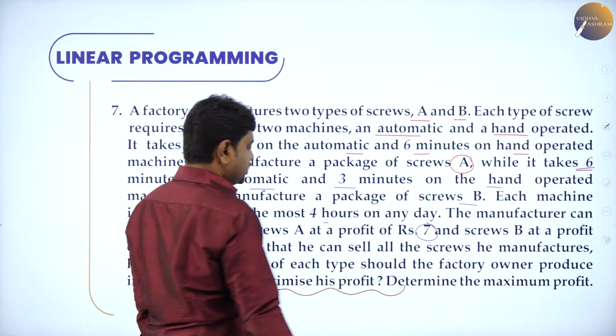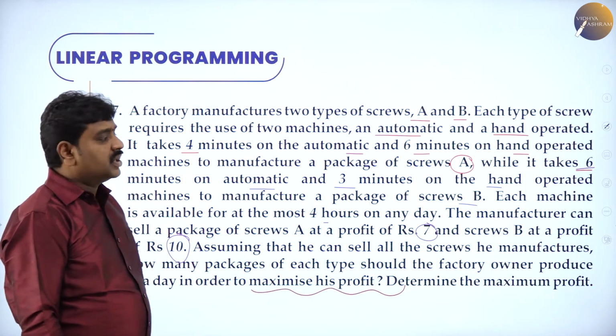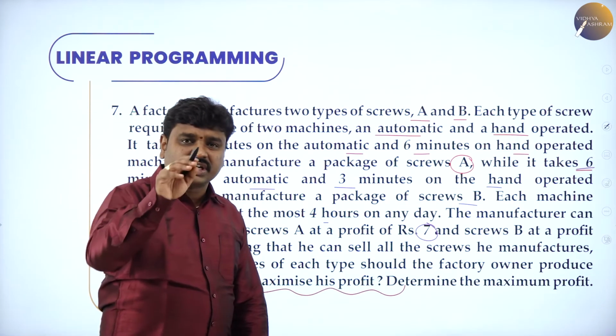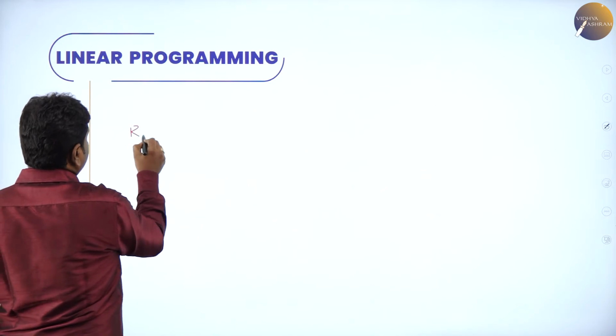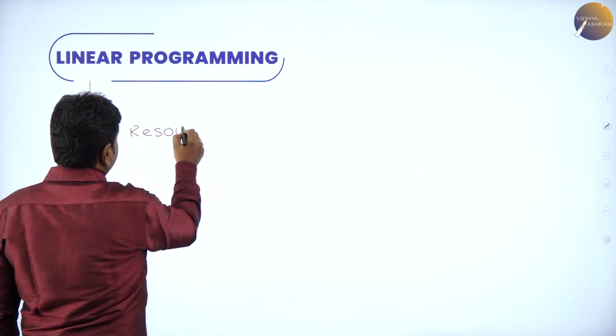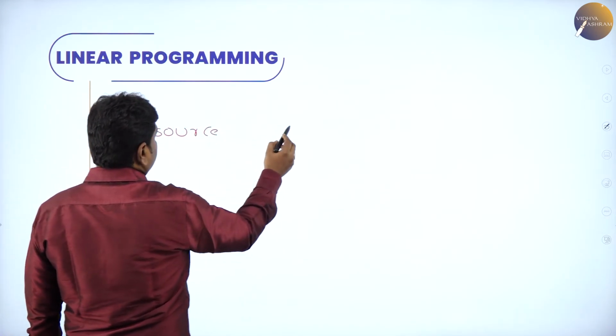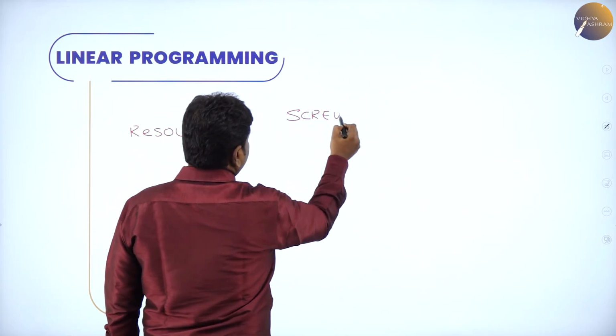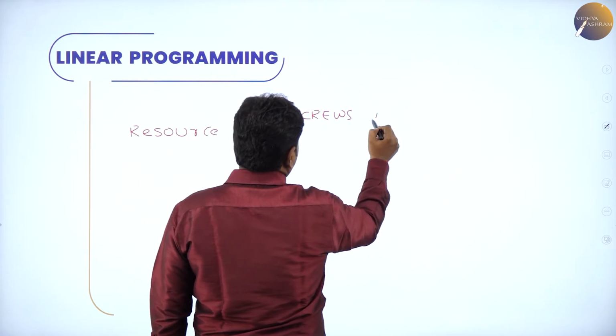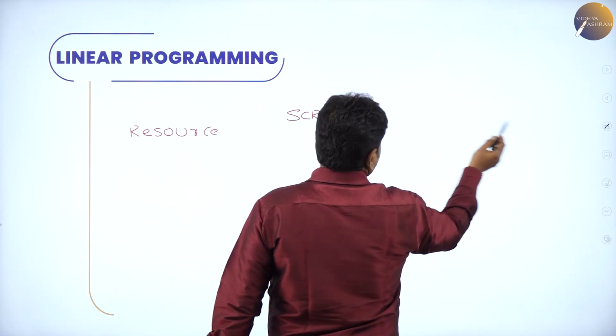Again, they want to maximize his profit. Determine the maximum profit. Similar to the last problem, this is also a case of a manufacturing problem. I told you, make a table, where the table should contain resources. Apart from resources, types. So here we have types. What are the types? Screws, package A and package B.